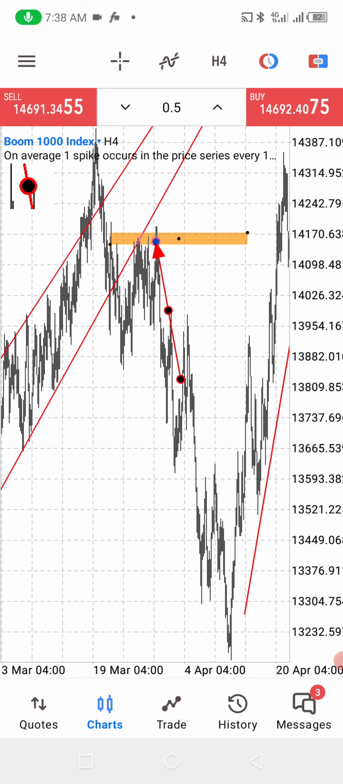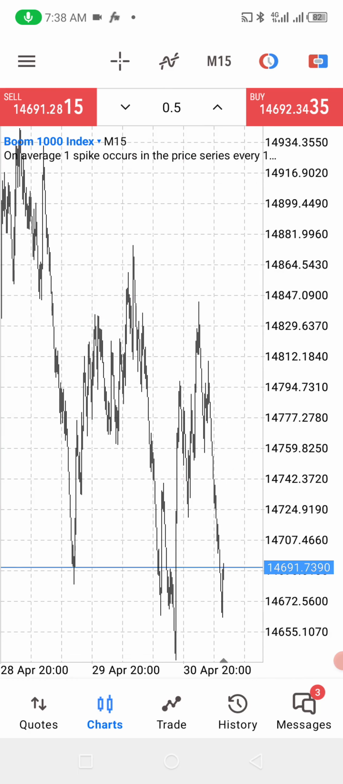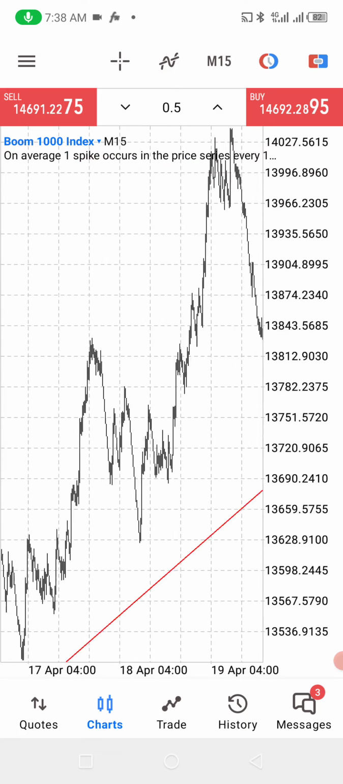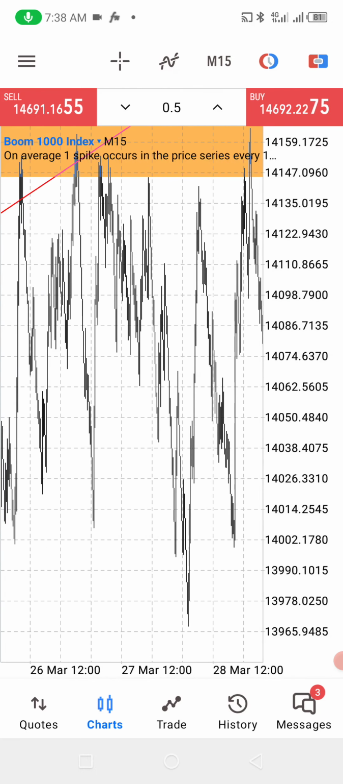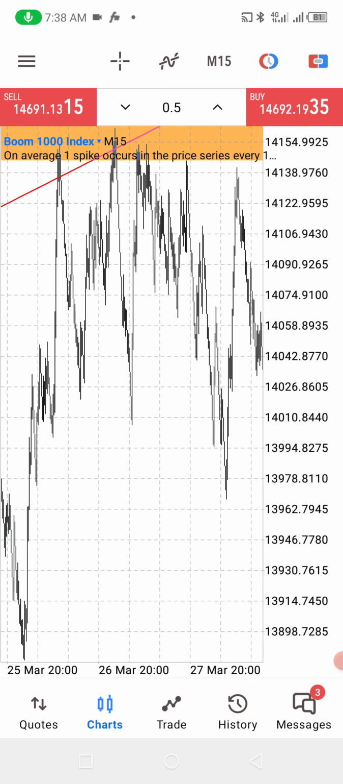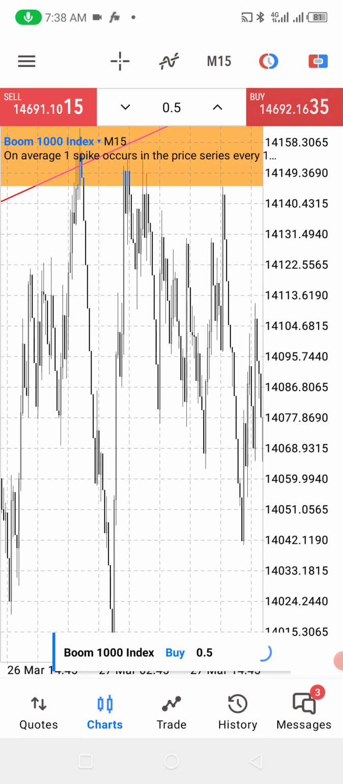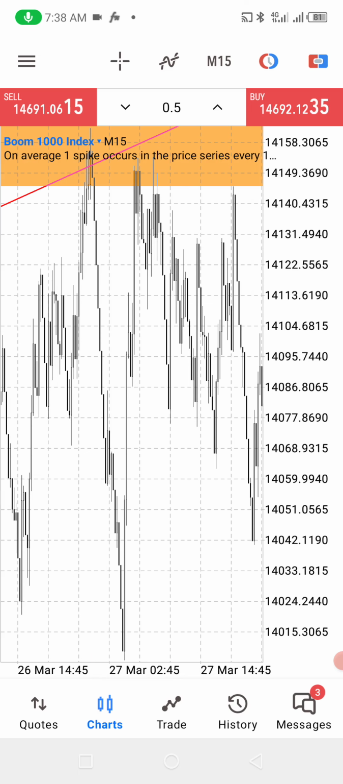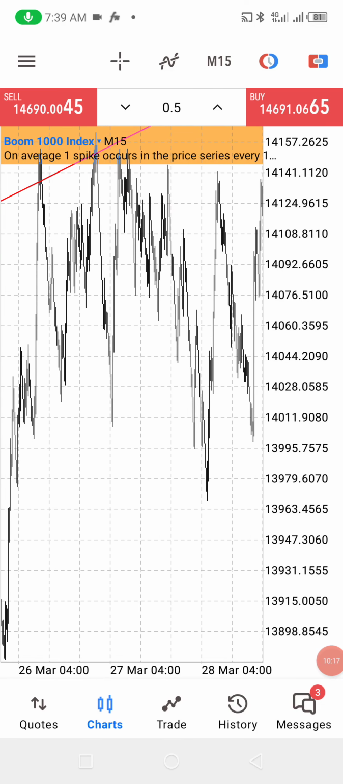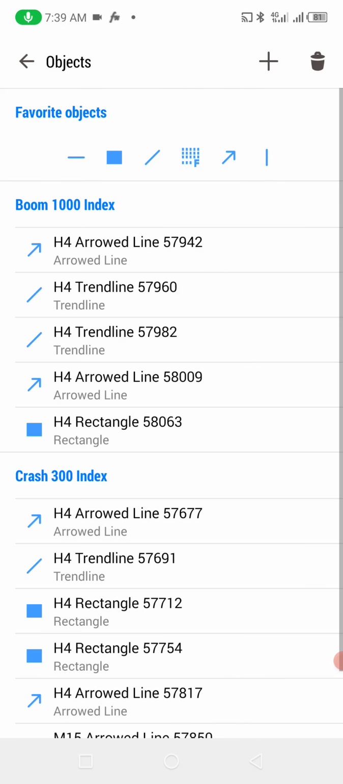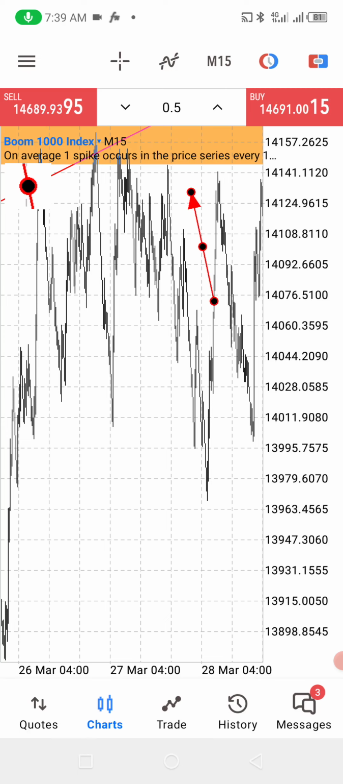When you get this support area, you go to 15 minutes time frame or 5 minutes time frame. I prefer 15 minutes time frame. When you go to the 15 minutes time frame, you are looking for break of structure. We are at that resistance zone. This is the resistance zone. You are looking for break of structure along the path.